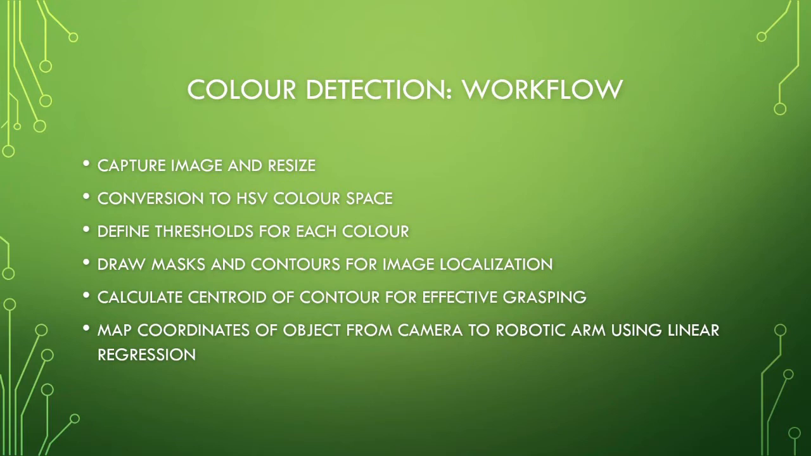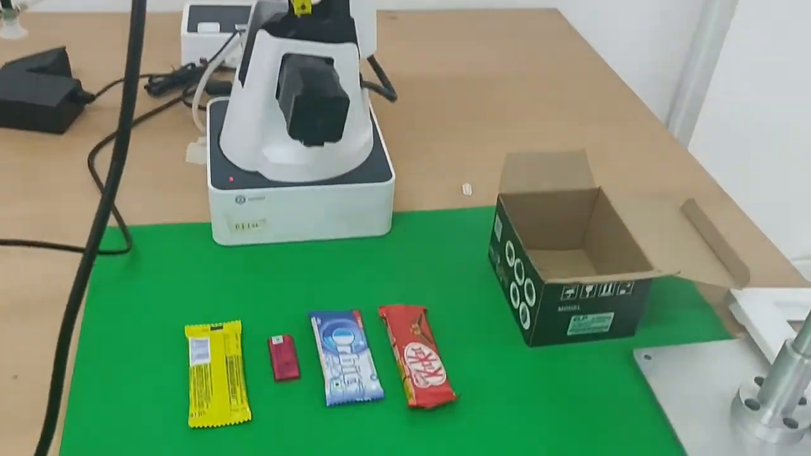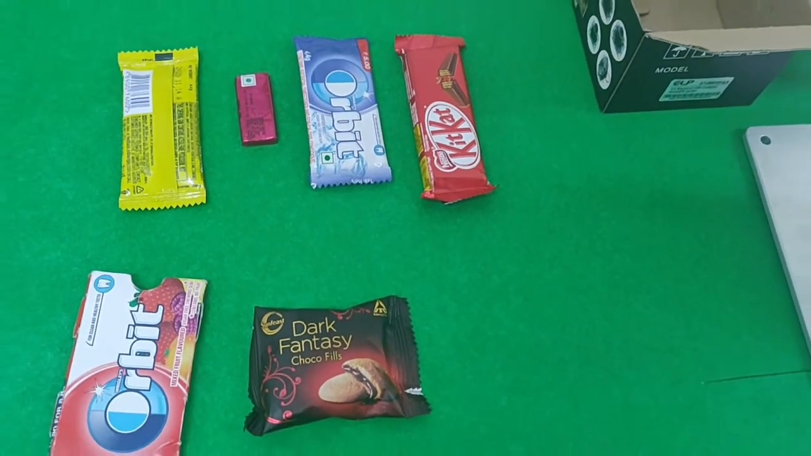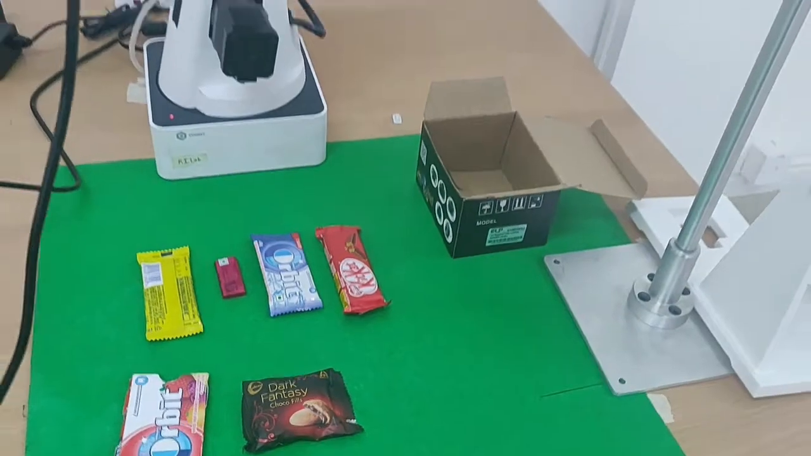The camera's coordinate system is then converted into that of the Dobot Magician robotic arm's coordinate system using a linear regression mapping function. This mapping function will then facilitate the movement of the suction gripper to the desired location for effective grasping.